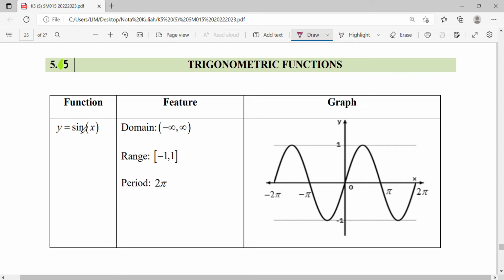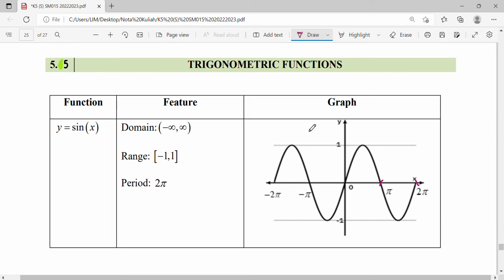You can see our sine here is a sinusoidal graph. It's an oscillating graph. You can see this is one period. One period consists of 2 pi. So here will be our 2 pi, here will be our pi. It also oscillates non-stop, which means for negative pi we also have the graph. So the domain for the graph will be from negative infinity to infinity.